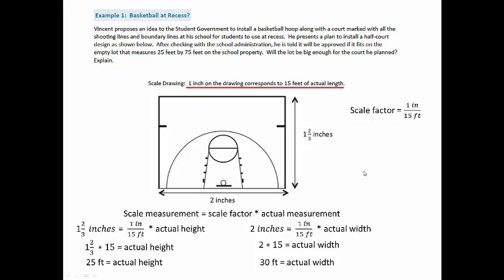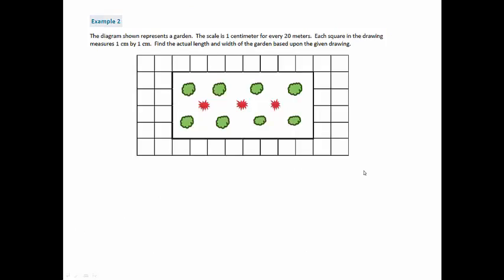Okay, let's take a look at example 2. Example 2 we're going to do it the exact same way. But this time we've got a garden, and the scale is 1 centimeter for every 20 meters. Each square in the drawing measures 1 centimeter by 1 centimeter.